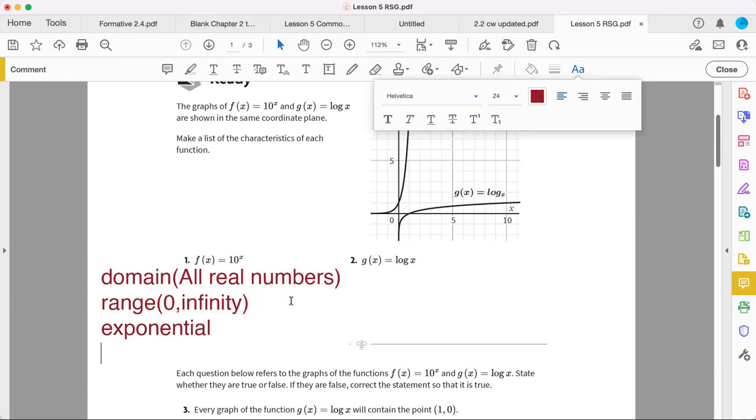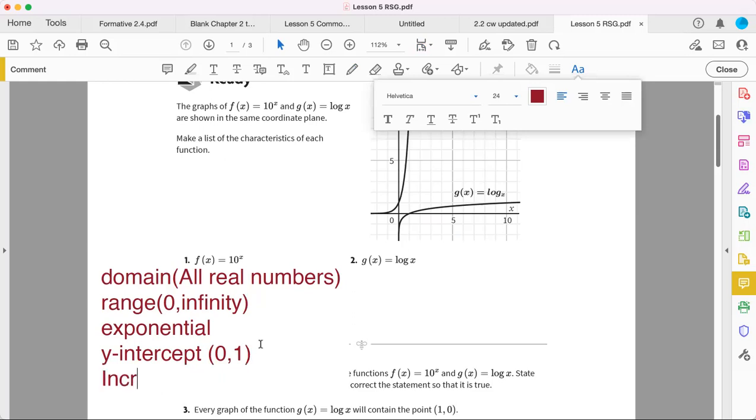You could also say that there's a y-intercept. Where do you think that y-intercept is? Just at a glance. 1. Not bad. Couldn't have said it better myself. You could say that this is an increasing function.